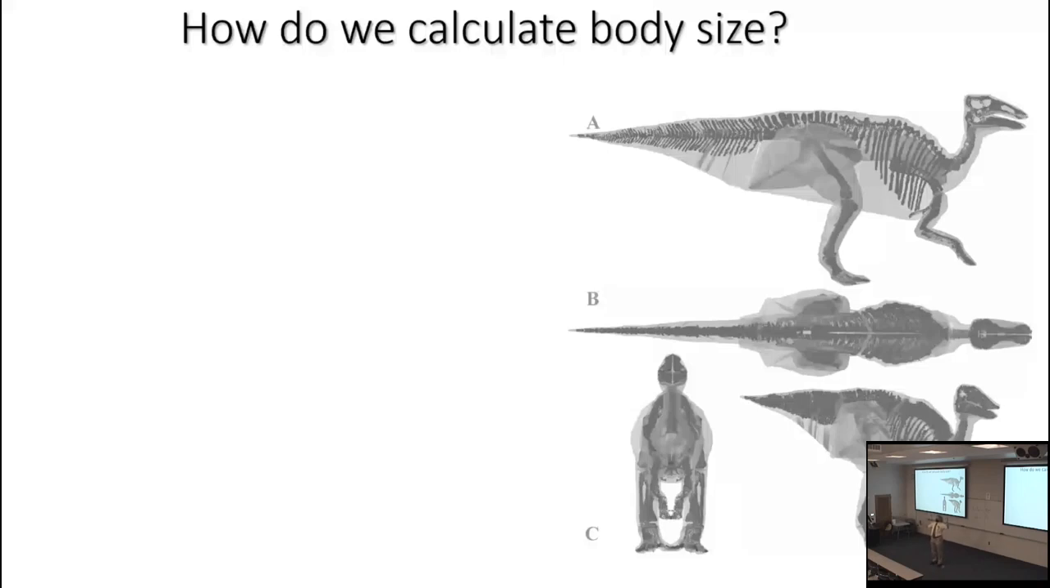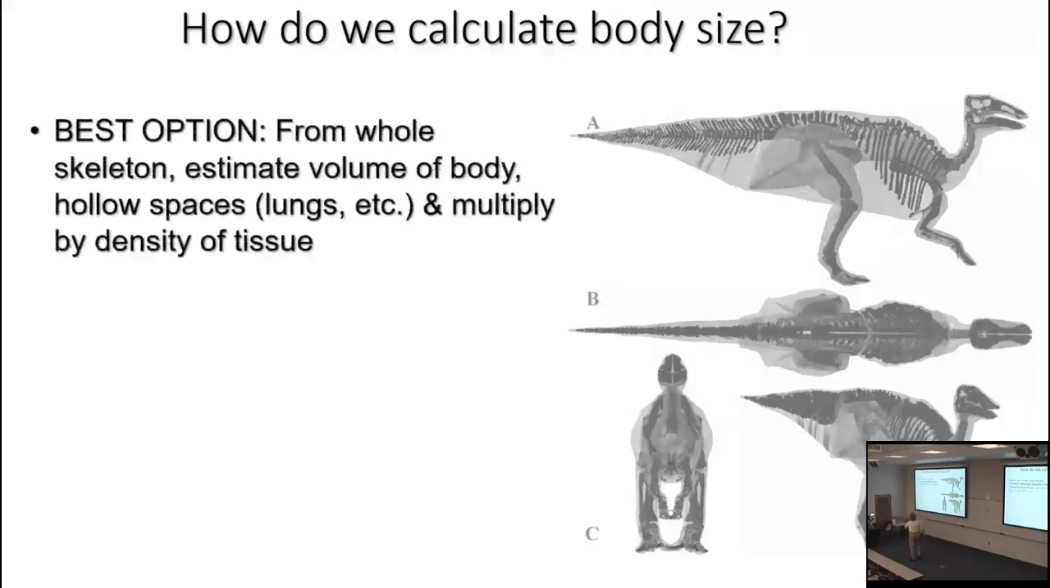Well, you can't do that. A, these guys would be too big to hold. B, they're not around anymore. So how do we figure it out? One of the best options is if you've got a whole skeleton of one individual, you estimate the volume of the body, you figure out the volume of hollow spaces like the lungs and so forth, and then you multiply, maybe by segmenting the skeleton, by the density of the tissue in that part of the body.